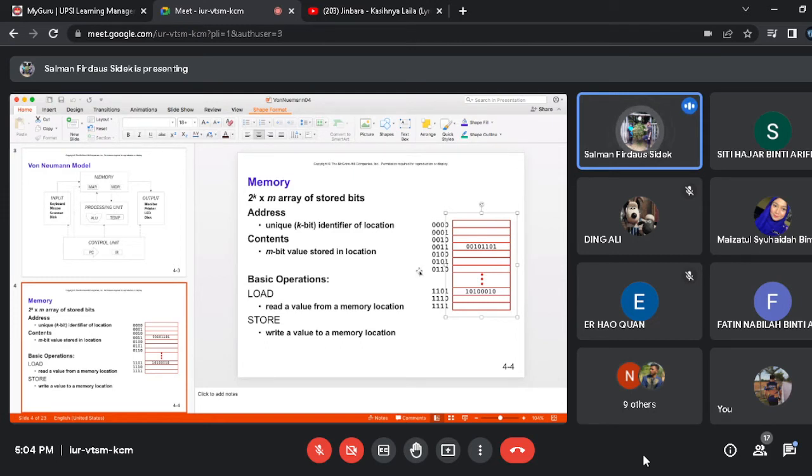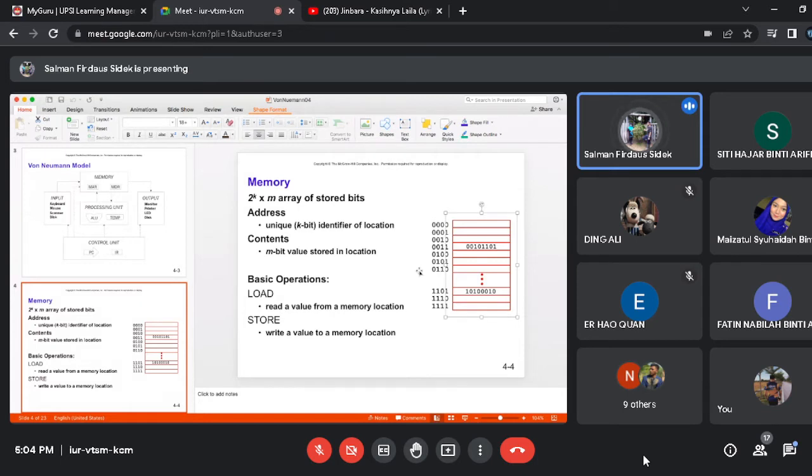So in this memory, there are 2 types of basic operation. There are 2 things that we can do on the memory. The first one is load. What does load mean? Load means read a value from a memory location. So it means that we take out the data from memory.